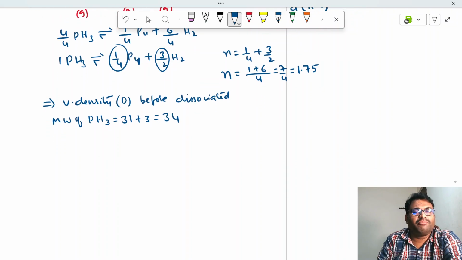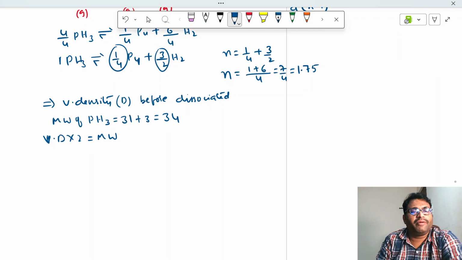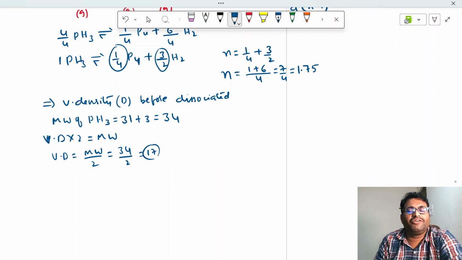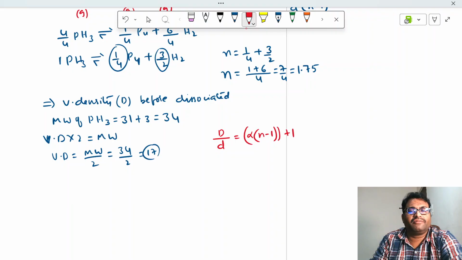And we have discussed before that vapor density times 2 is equal to molecular weight. So vapor density is equal to molecular weight by 2. Molecular weight is 34, so 34 by 2, that is equal to 17. So we know capital D, then we want small d. Already we know the formula. What formula do we know? D/d = alpha (n - 1) + 1.